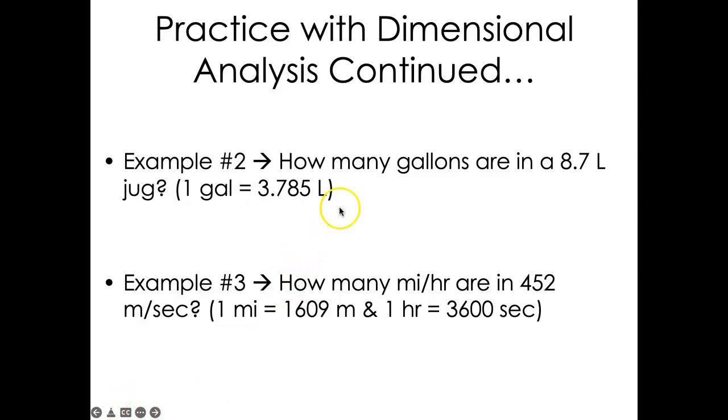And so once again, I'm always going to look at what my problem gives me. I see I've got 8.7 liters. I notice there's 2 significant figures. So when I worked out the problem, I get 2.3 gallons. Now in the homework, you're not going to be able to just write that.